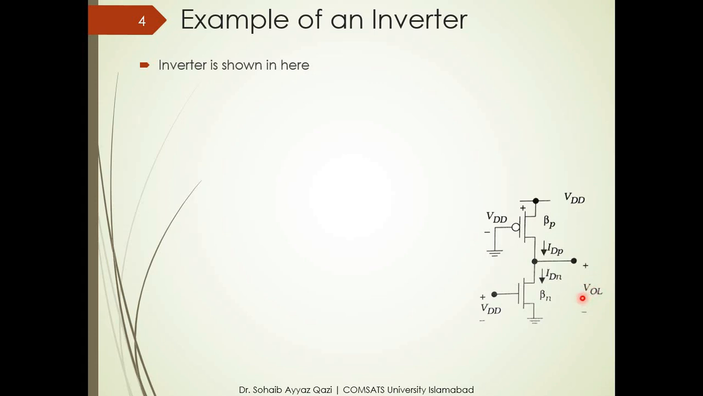We are considering that the output voltage is a low voltage because this is connected to ground. The nMOS is closed here. So we set V in to VDD so that we can get the VOL here.